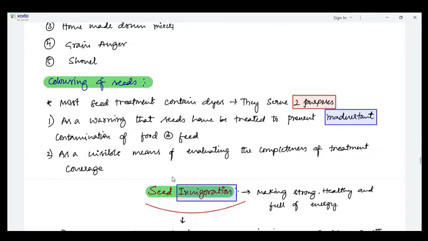The second one is that this is a visible mark for evaluating whether the treatment has been given, whether the chemical has completely covered the seeds or not. So this is the second significance of coloring the seeds.